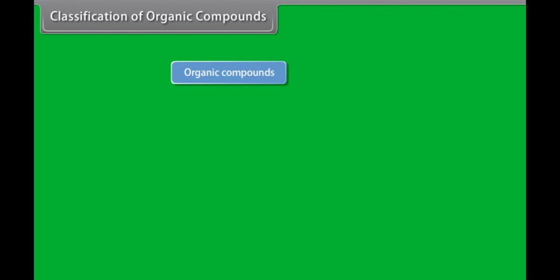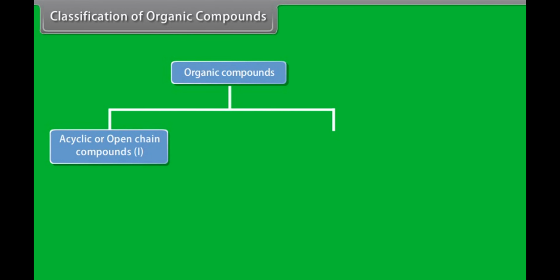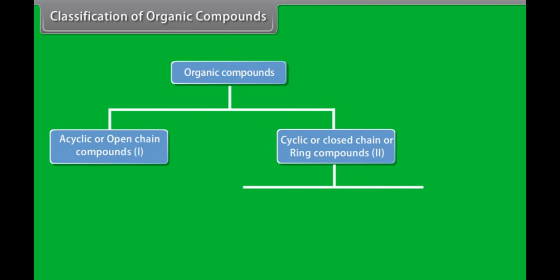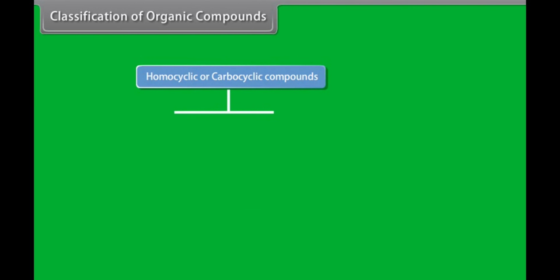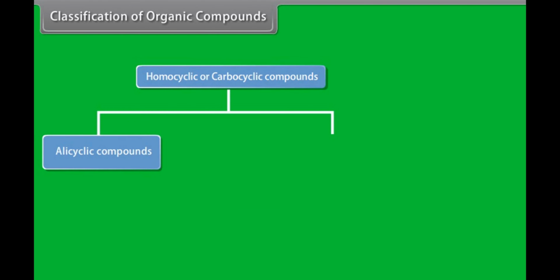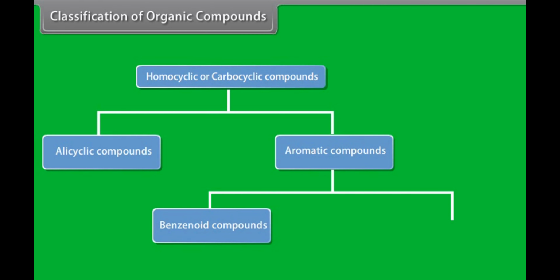Classification of organic compounds. Organic compounds can be grouped into acyclic or open-chain compounds and cyclic or closed-chain or ring compounds. Cyclic compounds can be further divided into homocyclic or carbocyclic compounds and heterocyclic compounds. Homocyclic compounds can be further divided into alicyclic and aromatic compounds. Aromatic compounds can be further divided into benzenoid and non-benzenoid compounds.